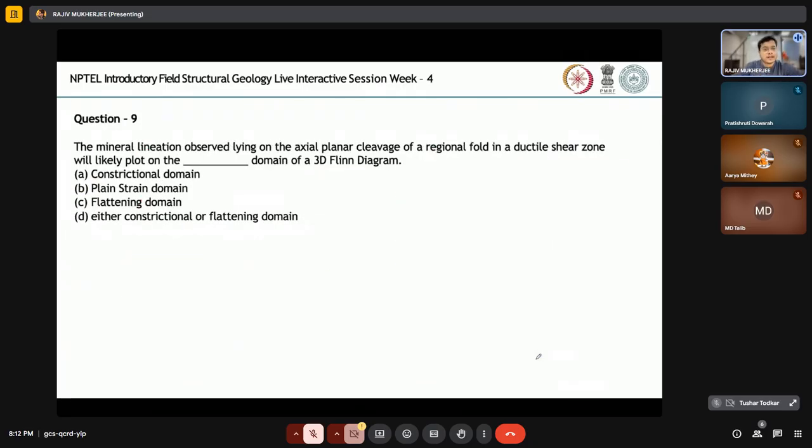Now question 9 says that the mineral lineation observed lying on the axial planar cleavage of a regional fold in a ductile shear zone will likely plot on the dash, excuse me, domain of a three-dimensional Flynn diagram. Option A, constrictional domain. Option B, plane strain domain. Option C, flattening domain. Option D, either constrictional or flattening domain. It can lie on both.